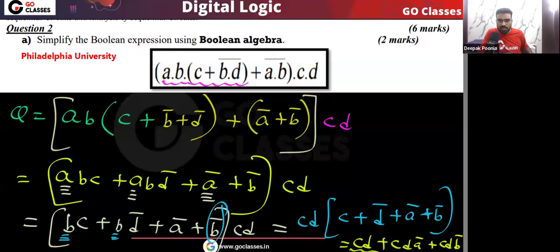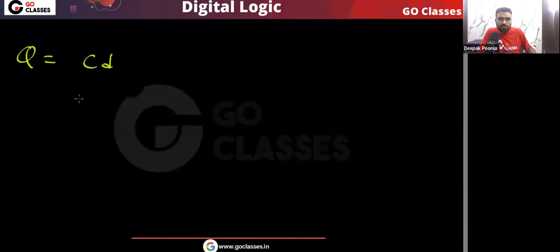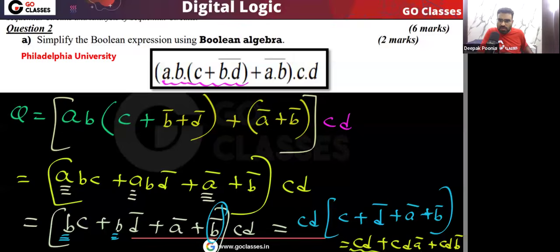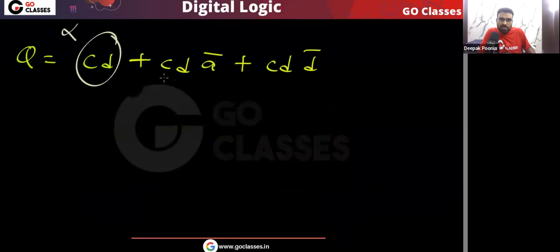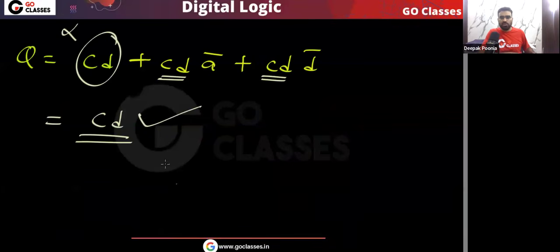Okay, see this expression we got, notice one thing, we got this expression CD or CD A bar or CD D bar. Now here you can apply, this is the alpha, this is CD, this is CD. You can apply the absorption rule and finally you will get CD. This is the final answer. Q equal to CD. I hope you understood.